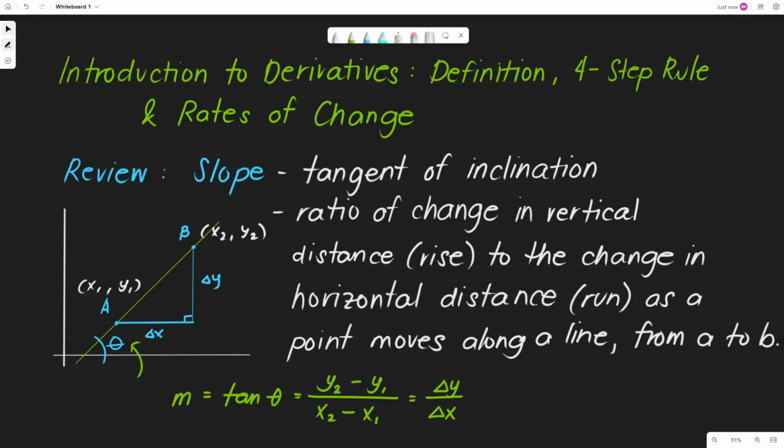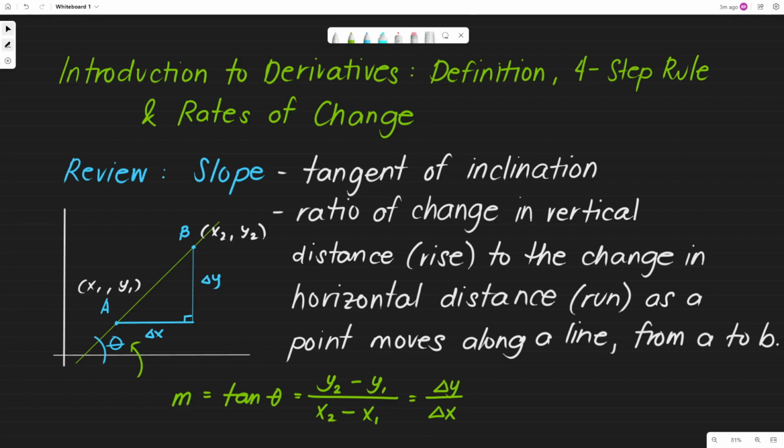Now, actually, that's the formula of the slope. But to be more mathematically concise, the slope is defined as the tangent of inclination, meaning we're going to get the tangent of the degree ng inclination natin. Then we will get the slope. So, if hindi naman given yung tangent of inclination natin, it can be obtained as the ratio of change in vertical distance, that is our rise, to the change in horizontal distance, that is the run, as a point moves along the line from point A to point B.